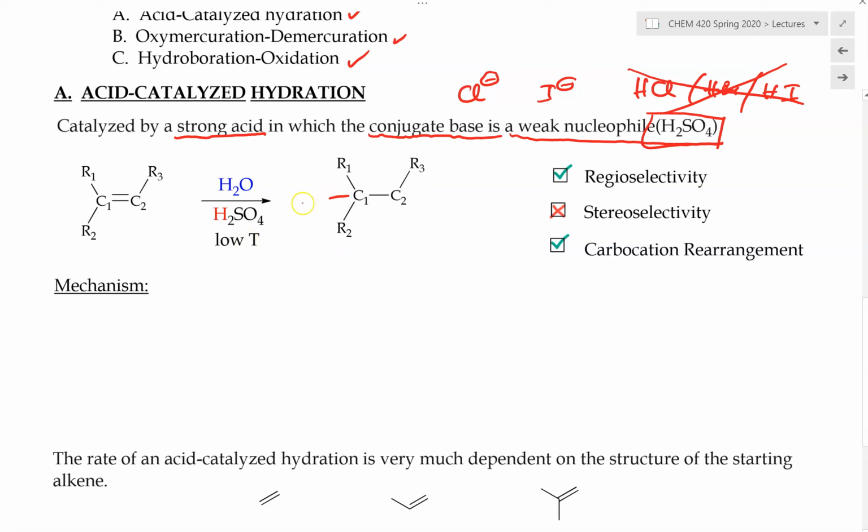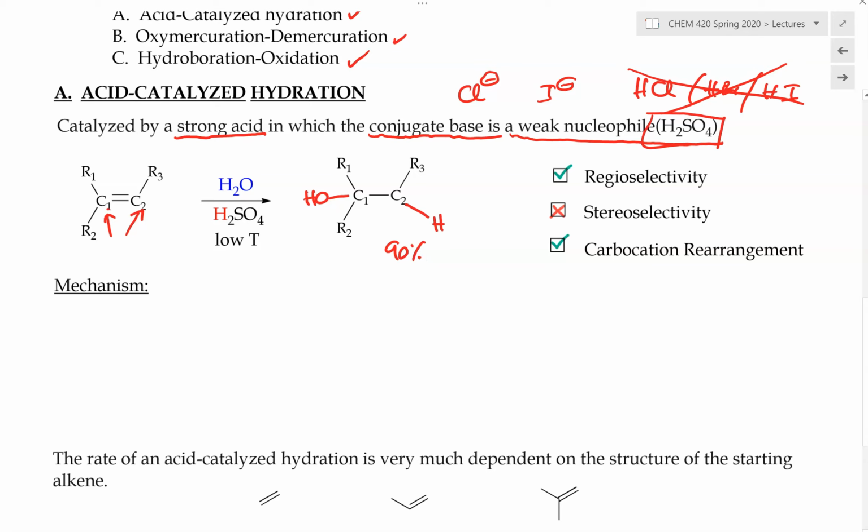In acid-catalyzed hydration, the regioselectivity of this reaction is as follows. The OH group is added to the more substituted vinyl carbon. In this case, carbon 1 is more substituted than carbon 2, so the hydroxy group is added to the more substituted carbon and the hydrogen is added to the less substituted carbon. This is the regioselectivity in acid-catalyzed hydration. Most of the time, this reaction proceeds with about 90% yield.